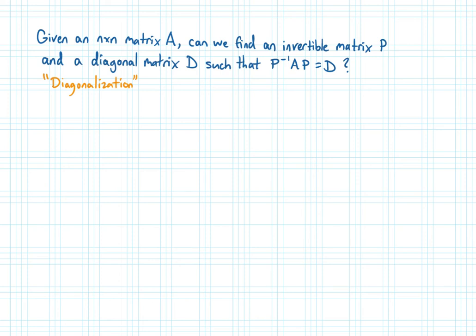So for now, we're going to focus on this part of the problem. How do we find the P and the D such that P inverse AP is equal to D? And then after we figure out how to do that, we'll come back and use it to solve dynamical systems and differential equations. So let's look at what a diagonalization would entail.